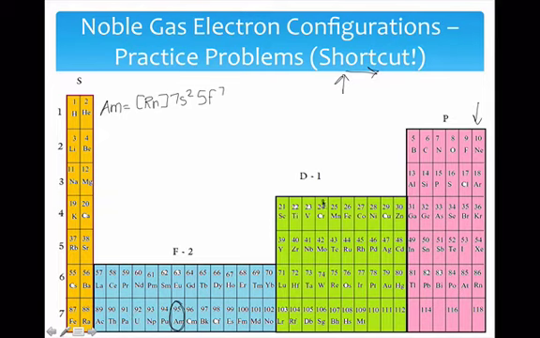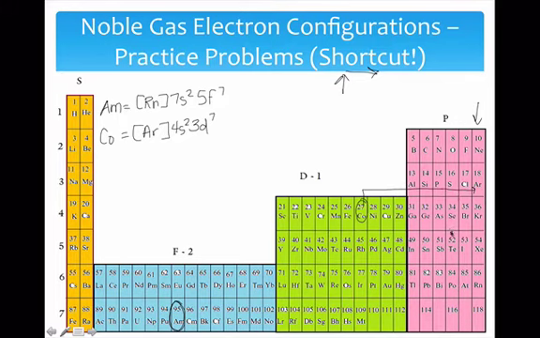Let's pick another. Let's go to cobalt. We go up a row to the end. We're going to use argon. So argon, I'm through there. I start in the 4th row that cobalt is in. It would be 4s2, 3d, 1, 2, 3, 4, 5, 6, 7. 3d7.